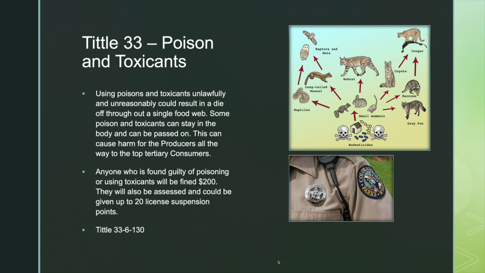Poison intoxicants. Using poison intoxicants unlawfully and unreasonably can result in die-off throughout a whole food web. Some poison intoxicants can stay in the body and can be passed on. This can cause harm for the producers all the way to the top tertiary consumers. Anyone who is found guilty of poisoning or using toxicants will be fined $200. They will also be assessed and could be given up to 20 license suspension points. This can be found in Title 33-6-130.